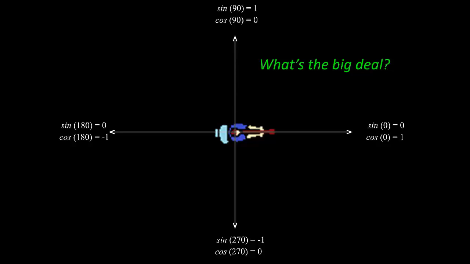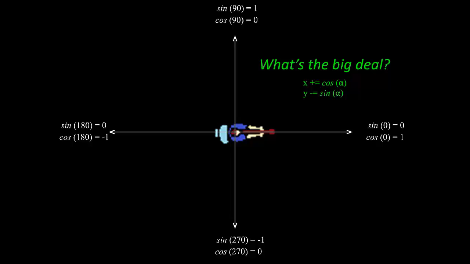Now you may be asking, what's the big deal? Well, if you pay close attention, you'll notice that the cosine of the angle relates to the x part of the movement. The same thing is true for sine. The sine of the angle relates to the y part of the movement. Now what do we mean by this?